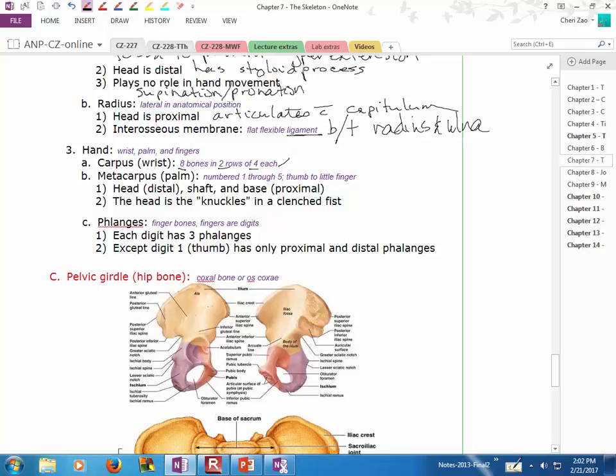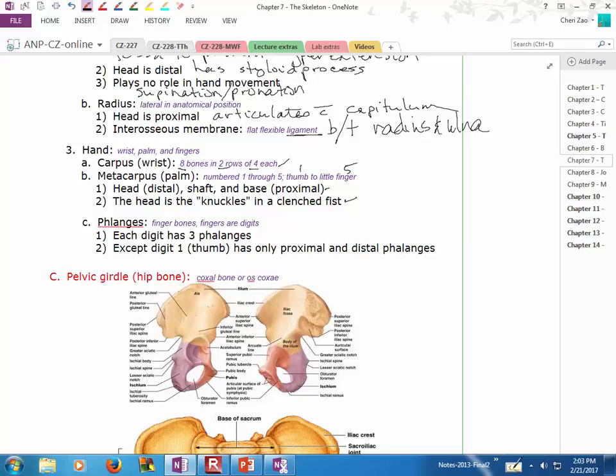The metacarpal bones are what make up our palms, and they are numbered 1 through 5, with the thumb being 1 and the little finger being 5. So there's 5 of them. And important about the metacarpal bones is that the head is distal and the base is proximal, and then of course it's a long bone, so it has a shaft. And we know the distal head as the knuckles whenever we have a clenched fist. So those are the heads of our metacarpal bones.